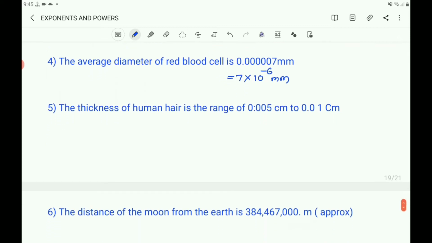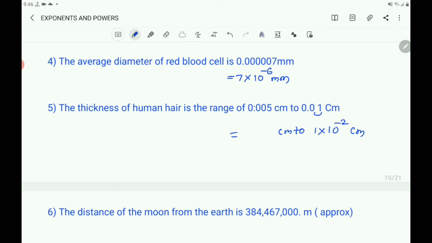The next one is the thickness of human hair, in the range of 0.005 centimeter to 0.01 cm. Now you can write it as 5 into 1, 2, 3, that is 10 to the power of minus 3 cm. And 0.01 means 1 into 10 to the power of minus 2 cm. Otherwise, you can take the same exponent here as you have taken there.